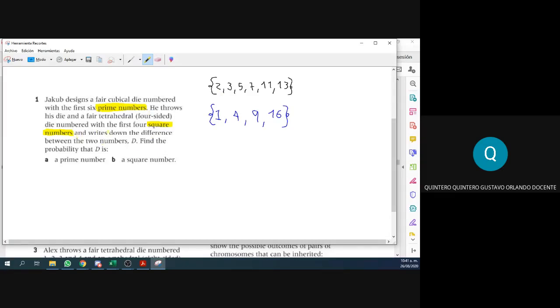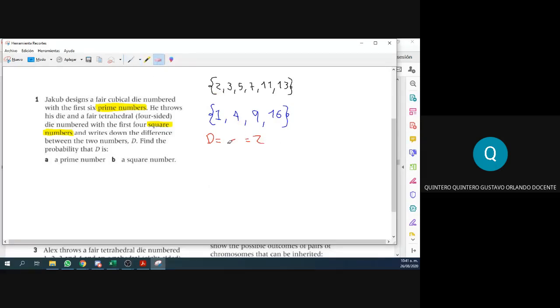What else? All right, so he throws the regular die and he also throws the tetrahedral die. So he throws both, right? And he's going to write down the difference between the 2 numbers. Ooh, the difference. So we have a difference, right? The difference is the subtraction, right? So for example, if the guy gets a 2 in the first one and a 4 in the second one, the difference is going to be 4 minus 2, right? So 2. Did you get it?